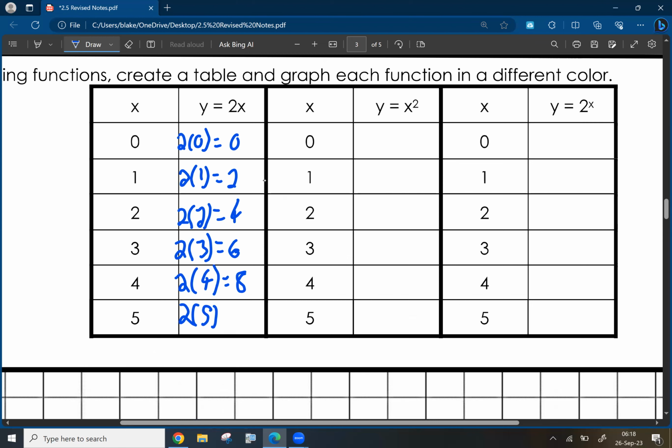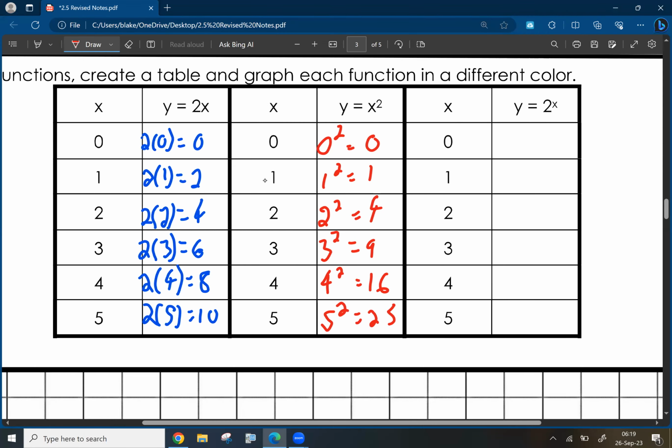So I'm just going to fill these in. Our second column, we have x squared, so this would be 0 squared, which is 0. 1 squared, which is 1. 2 squared, which is 4. 3 squared, which is 9. 4 squared, which is 16. And 5 squared, which is 25.